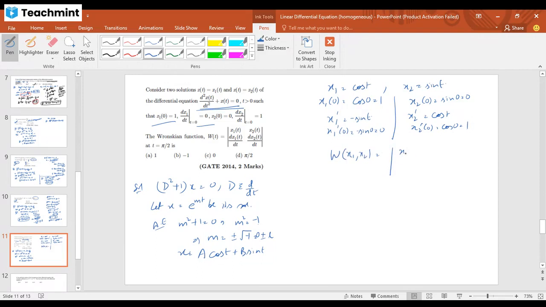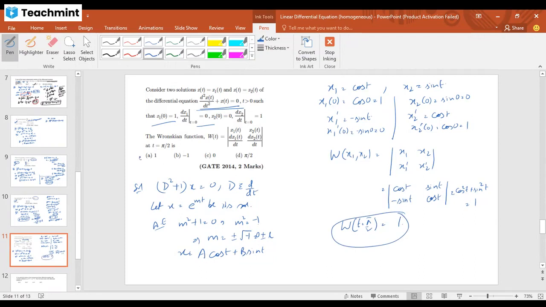So this is x1, x2, x1 dash, x2 dash. x1 is cos t, x2 is sin t, x1 dash is minus sin t, x2 dash is cos t. So we need to find its value at t equal to pi by 2. Although it is constant, cos square t plus sin square t, its value is always equal to 1. So even if we calculate its value at t equal to pi by 2, still its value is 1 only because it is already constant.